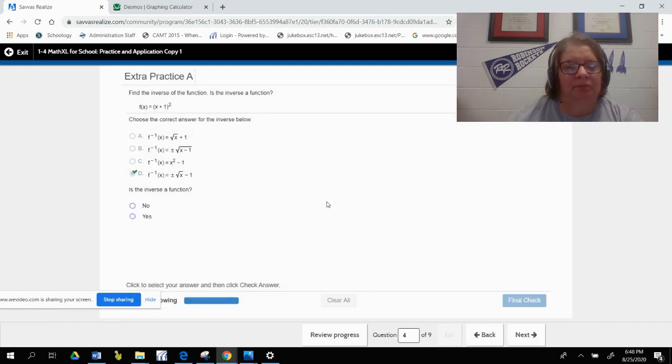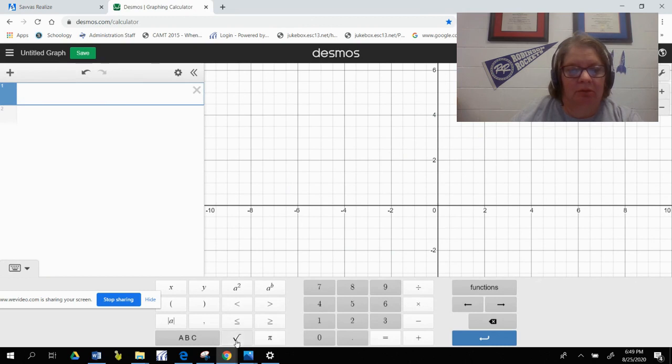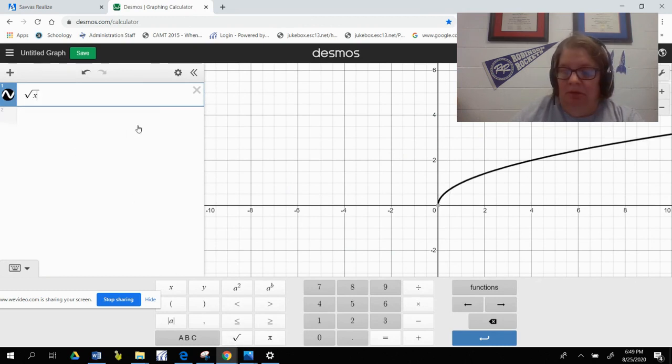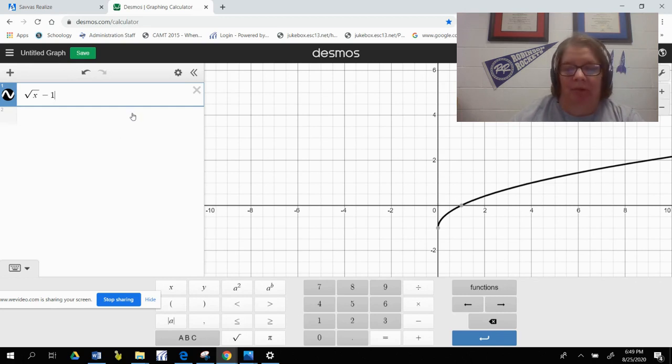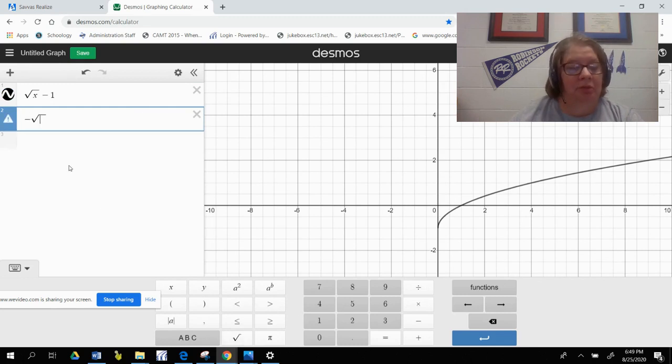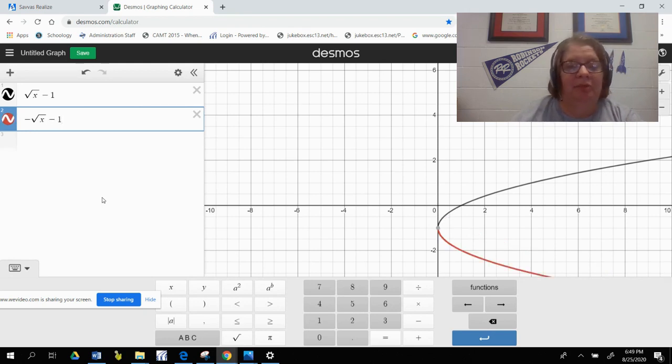Is the inverse a function? Well, what does plus or minus square root of x minus 1 look like? I don't know. Let's see. So we had square root of x minus 1. Is that what we had? And then we had, remember, because of the plus minus, now we're going to do negative square root of x minus 1. Make sure you come out of the square root sign there before you type that in.